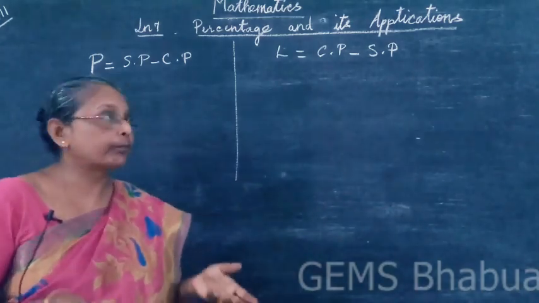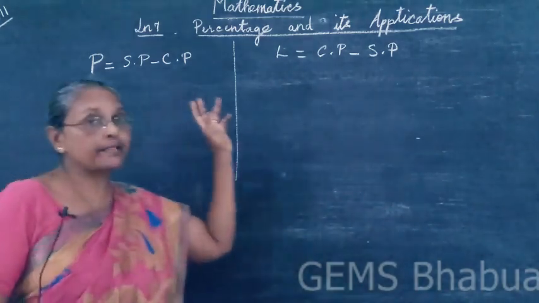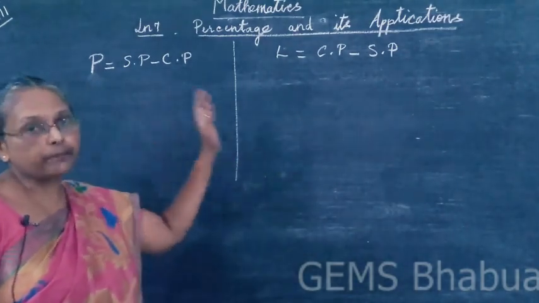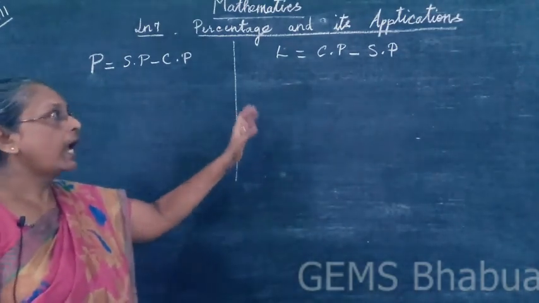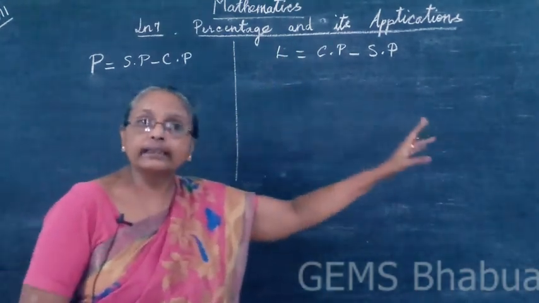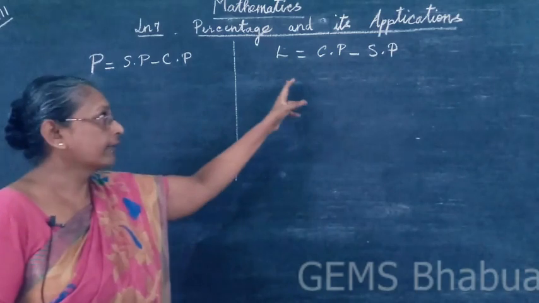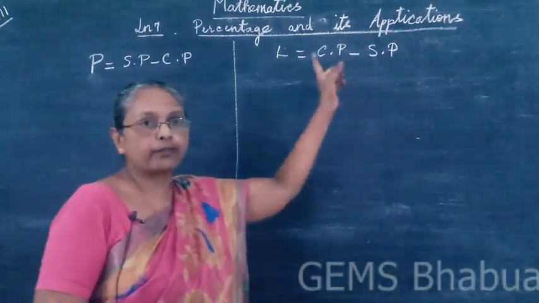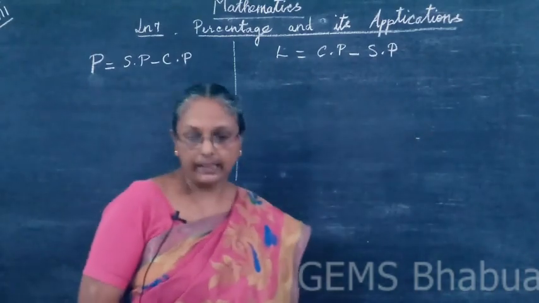When will you have a profit? When the selling price is more than the cost price. And how to find profit? Selling price minus cost price. And when will it be a loss? When the cost price is more than the selling price, it will be a loss. And how to find the loss? You have to subtract the selling price from the cost price, CP minus SP.